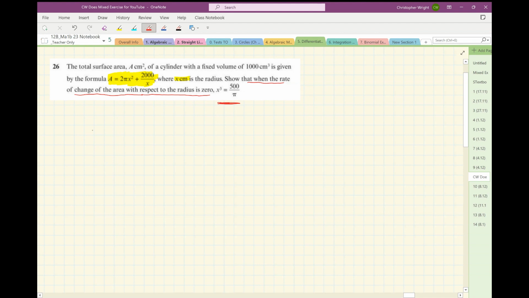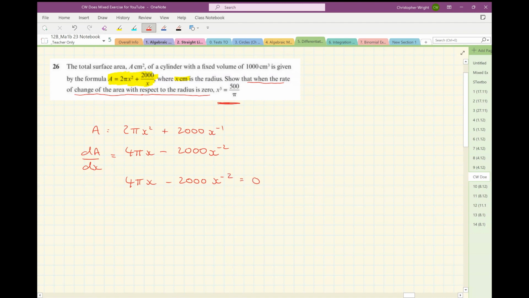Right, so let's start off with the area formula here. A equals 2 pi x squared plus 2000 x to the minus 1. And let's differentiate that with respect to the radius, with respect to x, because that's now the rate of change of the area with respect to the radius. So that's going to be 4 pi x minus 2000 x to the power of minus 2. Now, we want to set that equal to 0 because we're interested in the value of x cubed when the rate of change of the area with respect to the radius is 0.